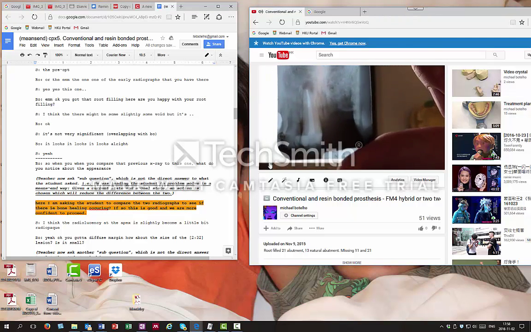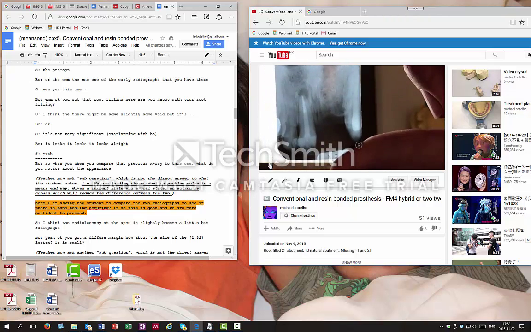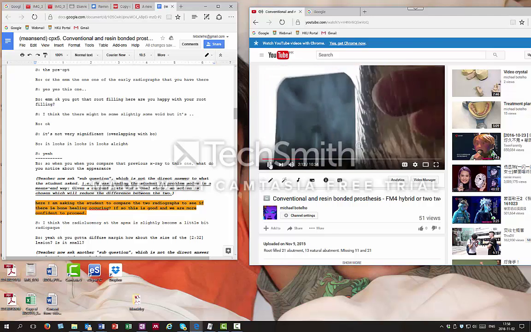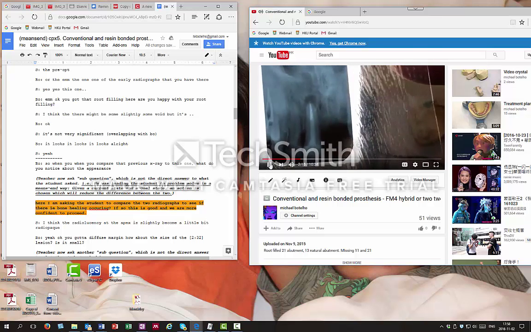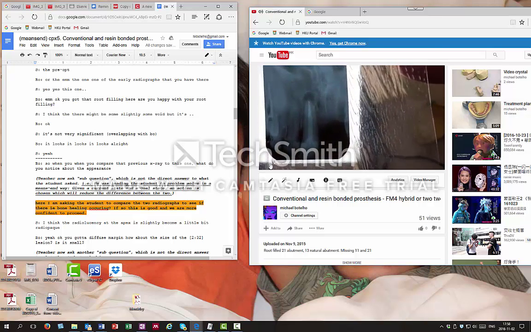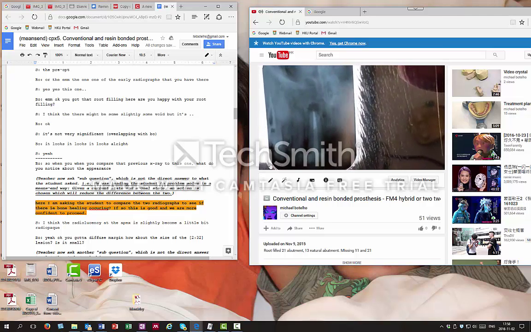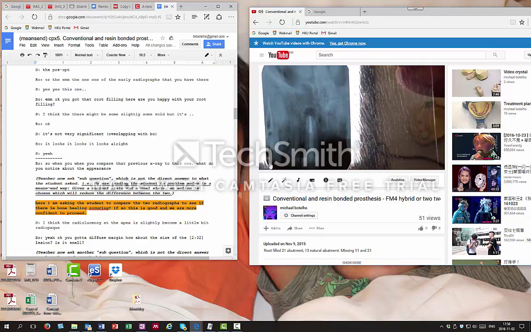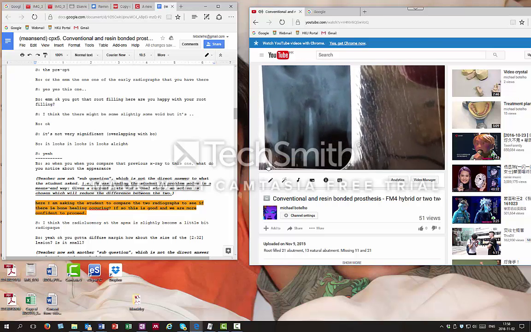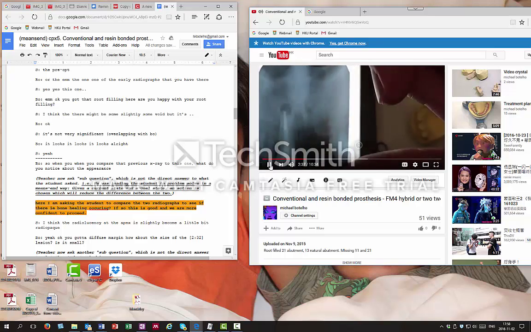Okay, so you're happy with your root filling? I think there might be some void, but it's not very significant. It looks alright. Yeah. So when you compare that previous X-ray to this one, what do you notice about the appearance? I think the radiolucency at the apex is slightly a little bit bigger. Yeah, okay. You've got a diffuse margin. What about the size of the lesion? Is it the same, big or small? I think it's slightly smaller. It could be small, isn't it? It certainly looks like that.